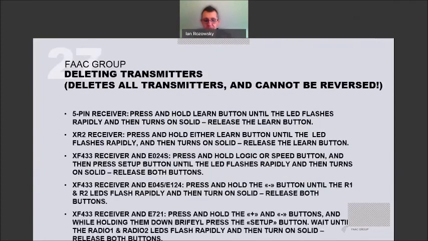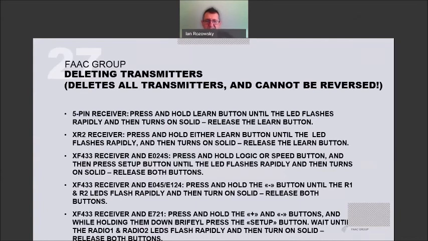We'll lastly just touch on the deleting of transmitters, and again, it differs from receiver to receiver. But the common thing is that this process will delete the transmitters, and this process cannot be reversed. You can't selectively delete 1 remote or 2 remotes. It will remove everything from the receiver. So on the 5-pin receivers, you press and hold the learn button until the LED flashes rapidly and then turns solid. You release it and all the remotes will be deleted.